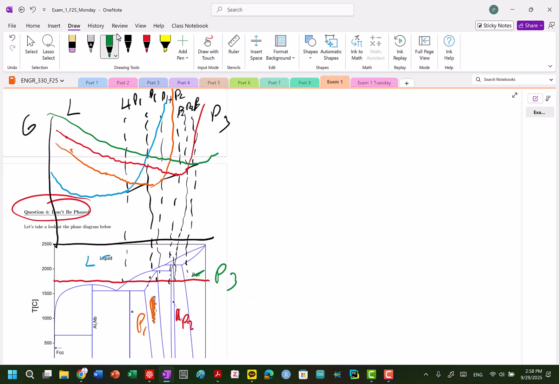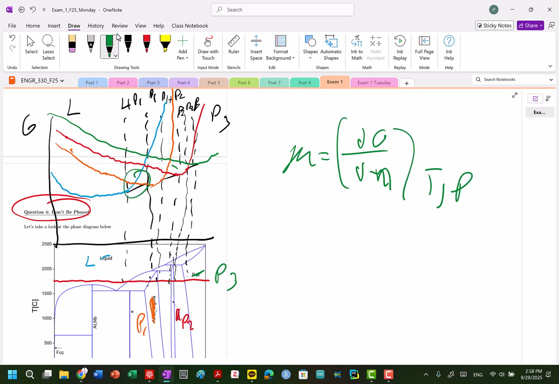We can double check at each region to ensure that we are seeing this. And remember, our chemical potential is equal to dG/dN at constant temperature and pressure, and that is just the slope here. So those are the common tangents. Hence, in a two-phase region, the chemical potentials of the two phases must be equal, common tangent.